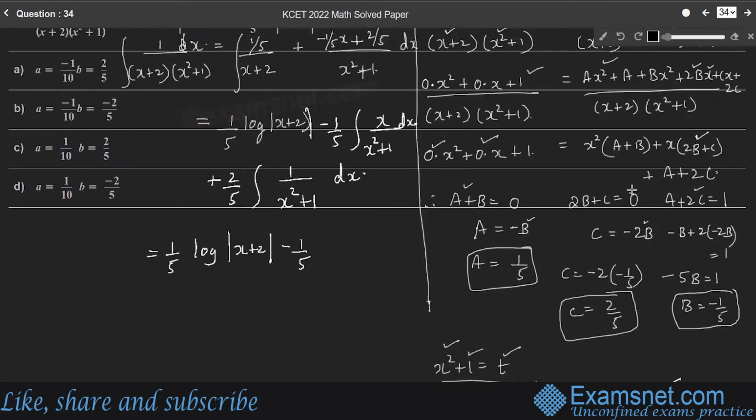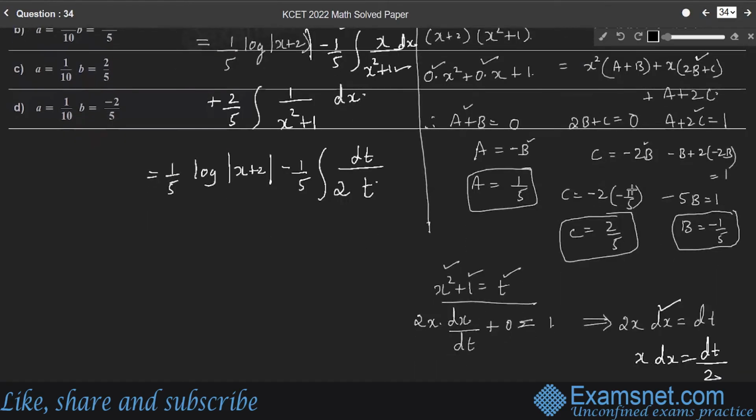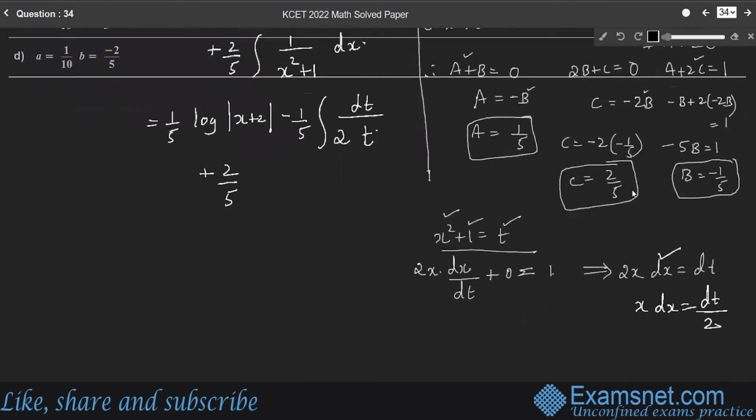So I can write minus 1 by 5 integral, dt by 2, and x square plus 1, according to our assumption, is t. Then plus 2 by 5 integral 1 by x square plus 1 dx, which is tan inverse x. So tan inverse x.